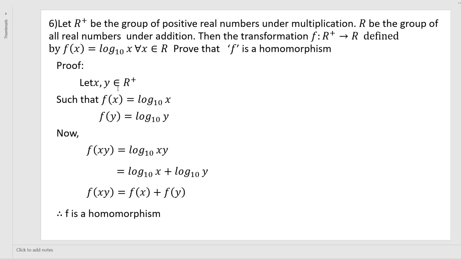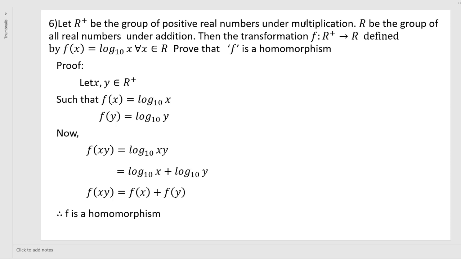Let x, y belong to R plus, considering two elements from R plus, such that the function is defined like this. Therefore, f(x) = log x to the base 10 and f(y) = log y to the base 10. Now consider f(xy). This can be written as log xy to the base 10, which equals log x to the base 10 plus log y to the base 10, using the property of log. This is f(x) and this is f(y). That is, we obtain f(xy) = f(x) + f(y). Therefore, f is a homomorphism.